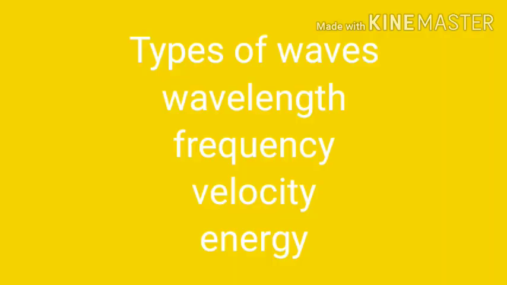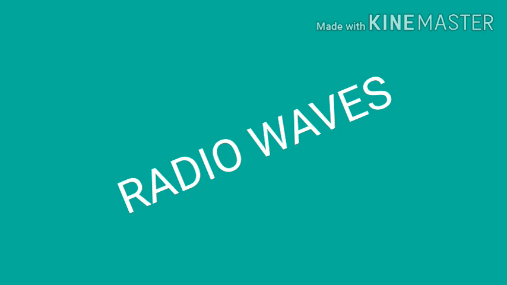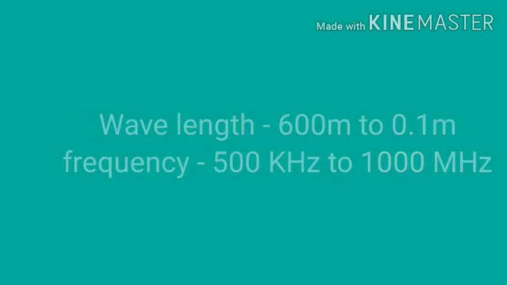I hope you understand types of waves, wavelength, frequency, velocity and energy. Now you are going to study about magnitude of wavelength, frequency, source and uses. Waves are classified according to wavelength and frequency. First wave is radio waves. Its wavelength is 600 meter to 0.1 meter and frequency 500 kHz to 1000 MHz.